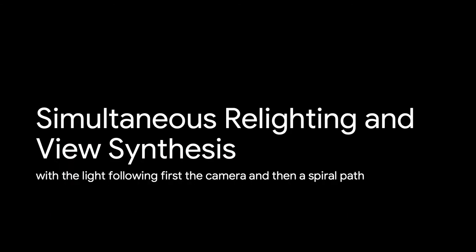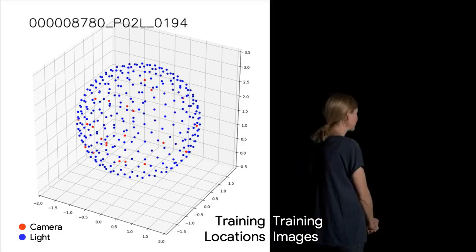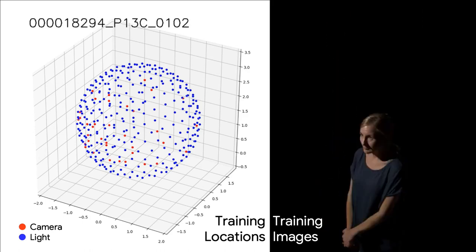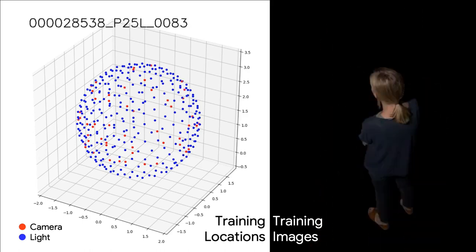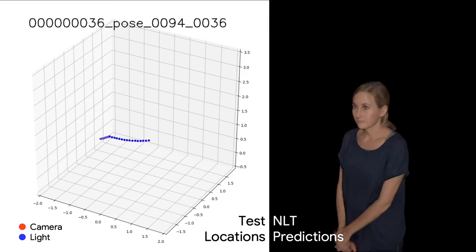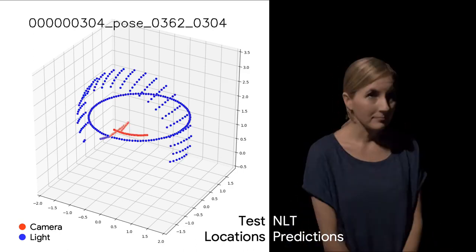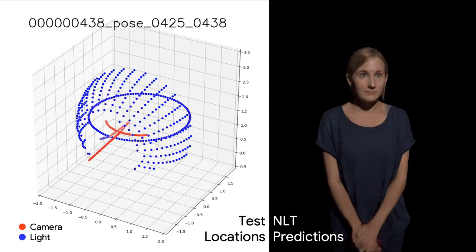We show how our model simultaneously relights and synthesizes new views of the scene. Here are the cameras and lights, and their corresponding images used for training. At test time, the light first follows the camera exactly in doing a 360, and then diverges into a spiral path. Here are more results for simultaneous relighting and view synthesis.